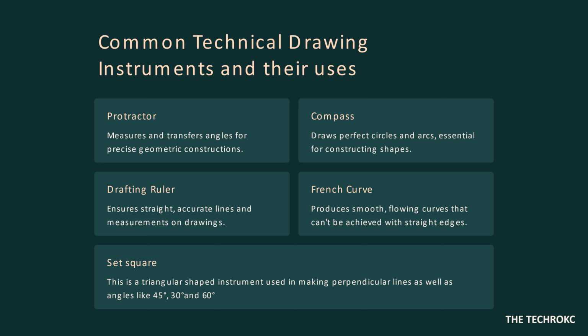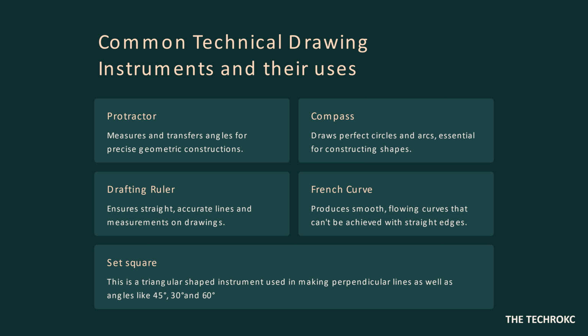Then we have the set square. The set square is a triangular shaped instrument used in making perpendicular lines as well as drawing angles. Now the standard set square angles are 45 degrees, 30 degrees, and 60 degrees.